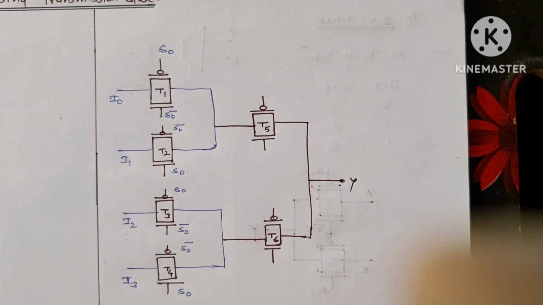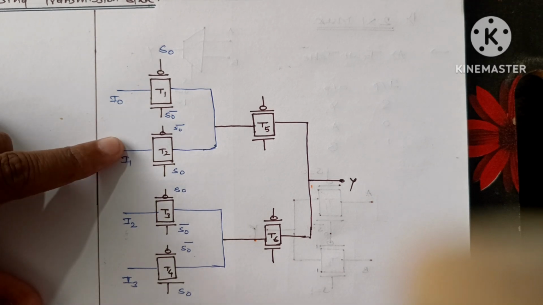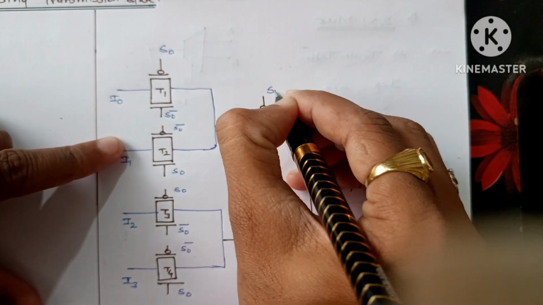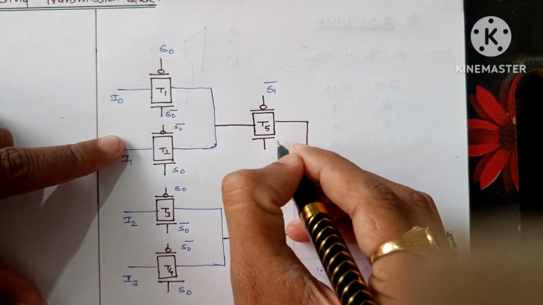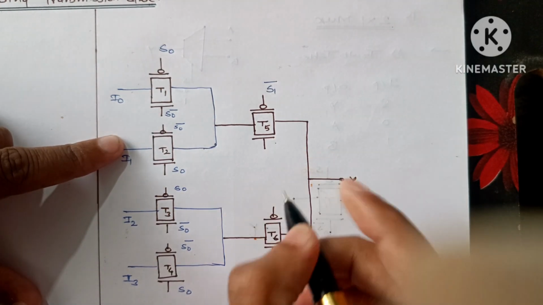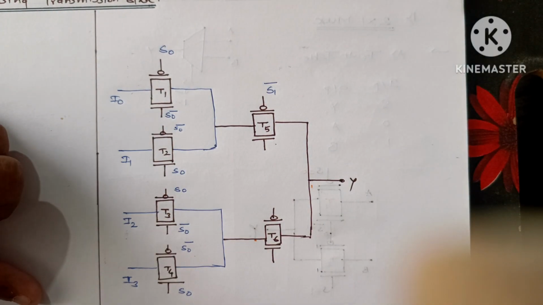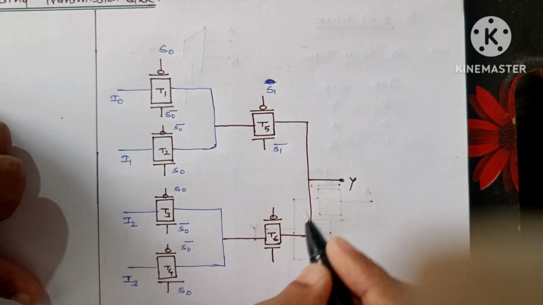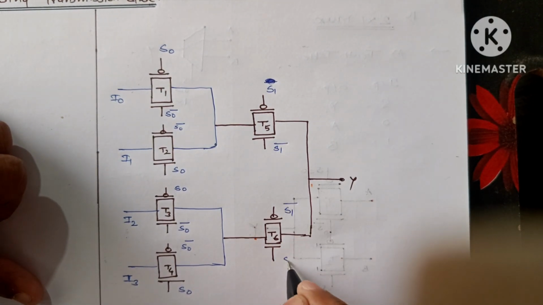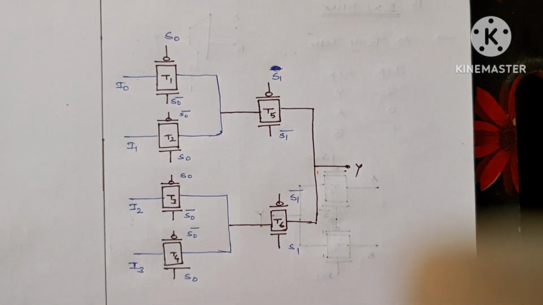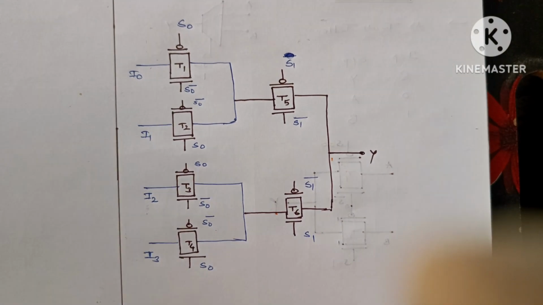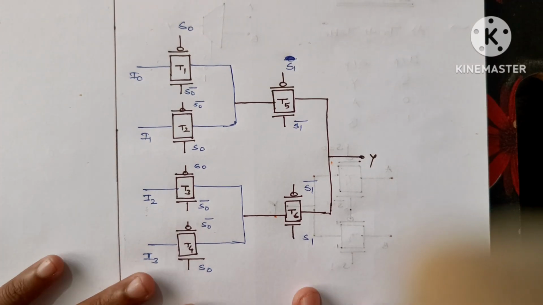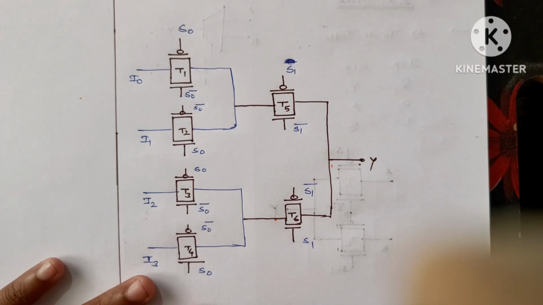So here select line S0 is assigned. For these 2 transmission gates, we'll assign S1 bar, actually it should be S1. So this will be S1 bar. Now this will be S1 bar, and this is S1. This is how we connect the terms. Now let us use the truth table and find out how it works as a 4:1 mux.